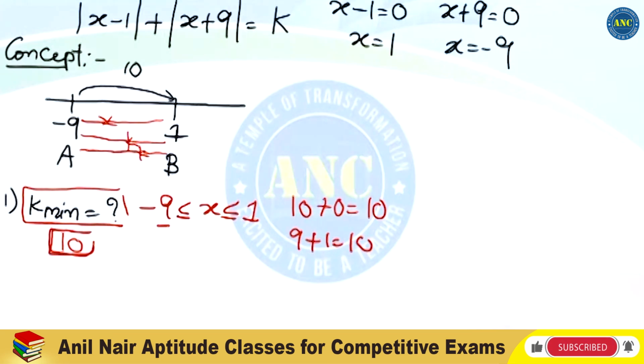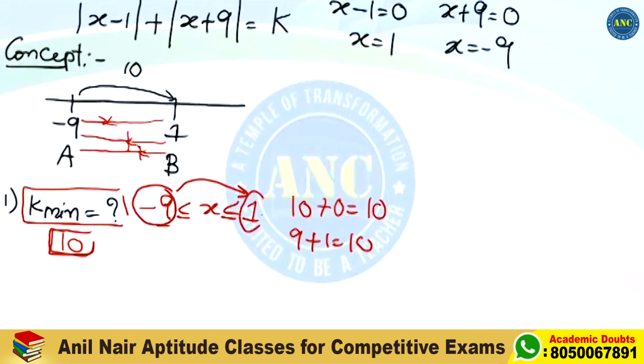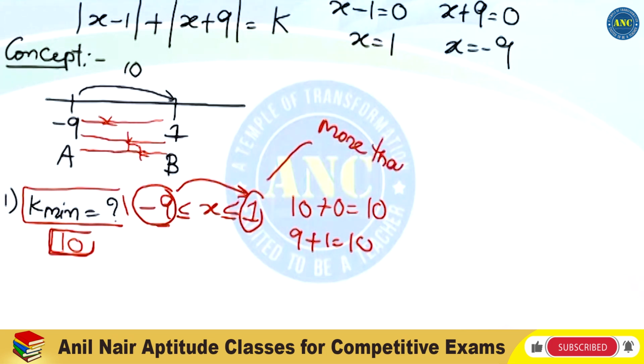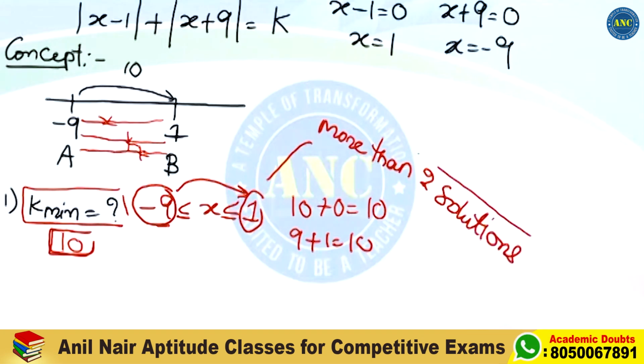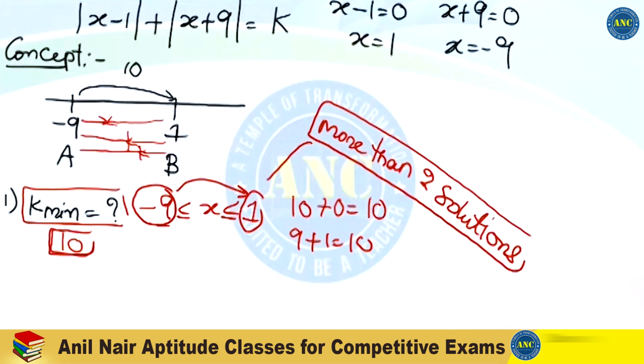How many values is X taking? X will take any value from minus 9 to 1. Is it taking more than 2 solutions? Definitely yes. It is not only taking minus 9, it is not only taking 1, it is taking values from minus 9 to 1. If it is given in the question as integral values, it is taking from minus 9 to 1. That means when K minimum is 10, X will take more than 2 solutions. I hope the idea is clear. Not only the endpoints, any value between the endpoints also will give more than 2 solutions.